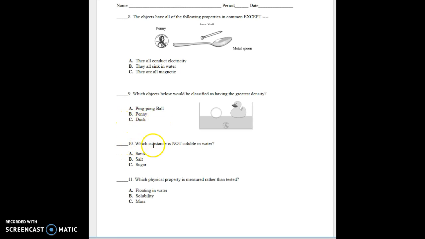Number 10. Which substance is not soluble in water? A. Sand. B. Salt. C. Sugar. Number 11. Which physical property is measured rather than tested? A. Floating in water. B. Solubility. C. Mass.